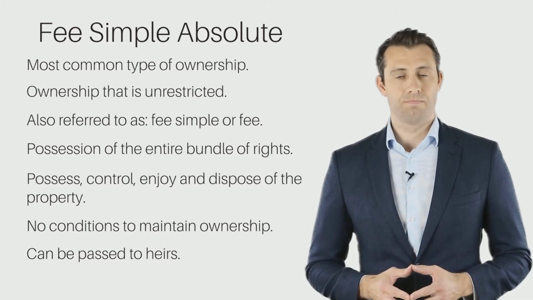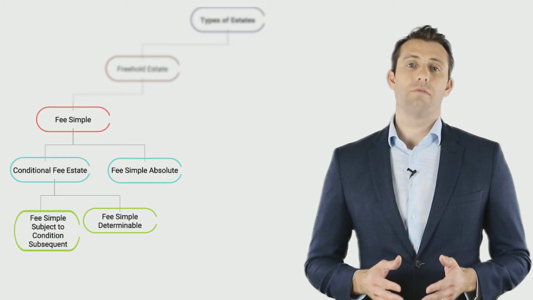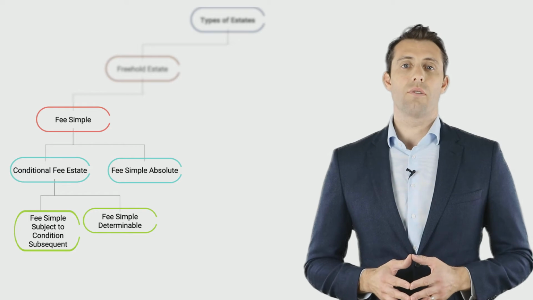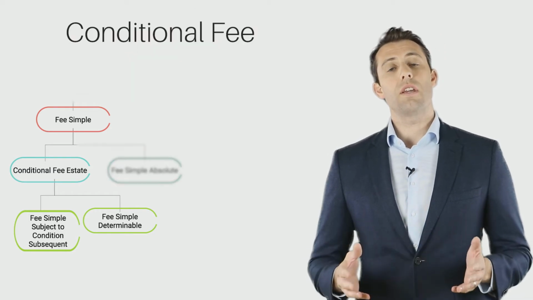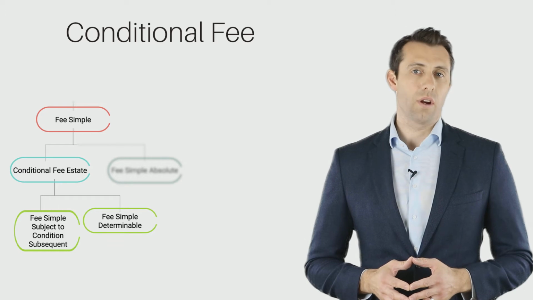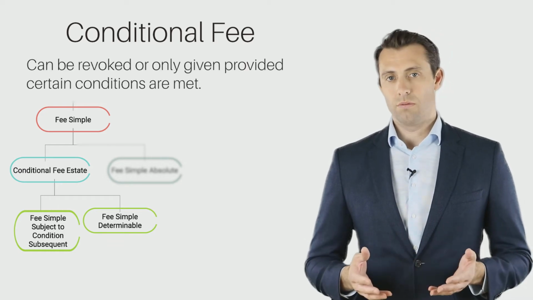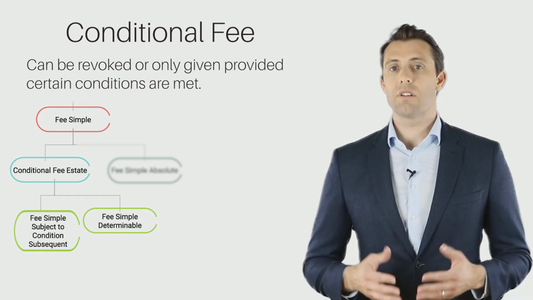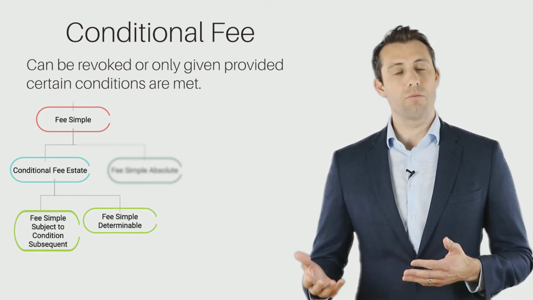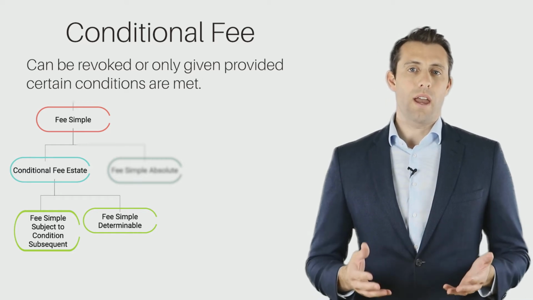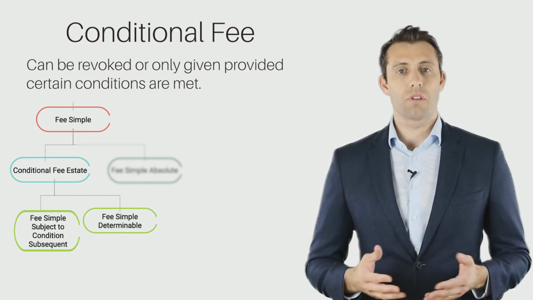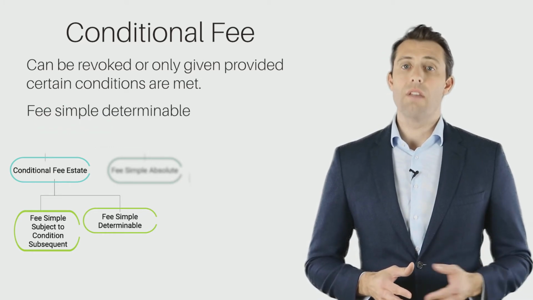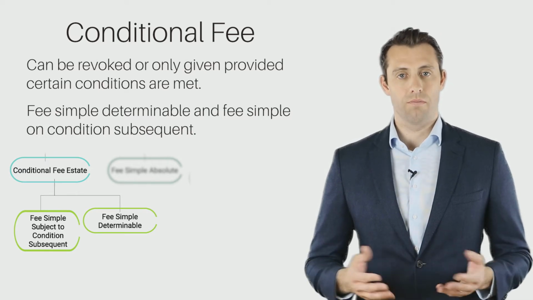The other category of fee simple estates that does not come with the full bundle of rights is known as a conditional fee estate. Essentially, this category is ownership that can be revoked or is only given provided certain conditions are met. The ownership is conditioned. That's where the conditional fee name comes from. There are two categories of conditions that we see with conditional fee estates, and they are fee simple determinable and fee simple on condition subsequent.